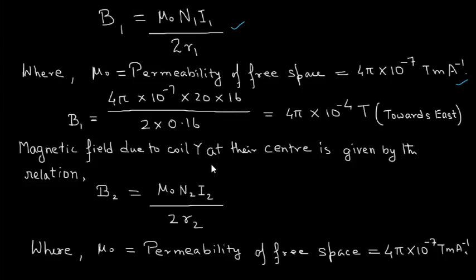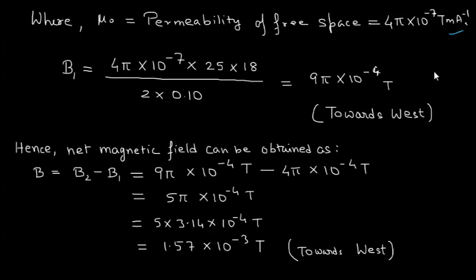Magnetic field due to coil Y at the center is given by the relation B2 is equal to mu naught N2 I2 upon 2 R2, where mu naught is the permeability of free space, that is 4 pi 10 to the power minus 7 Tm A inverse. So B2 is equal to 4 pi 10 to the power minus 7 multiplied by 25 multiplied by 18 upon 2 multiplied by 0.1, that is equal to 9 pi 10 to the power minus 4 T towards west.